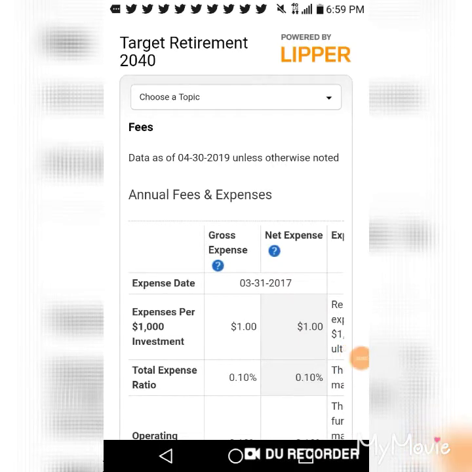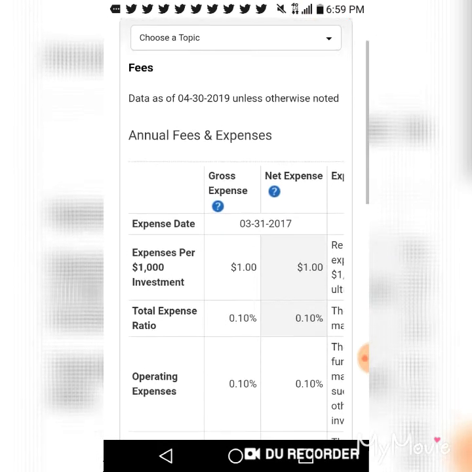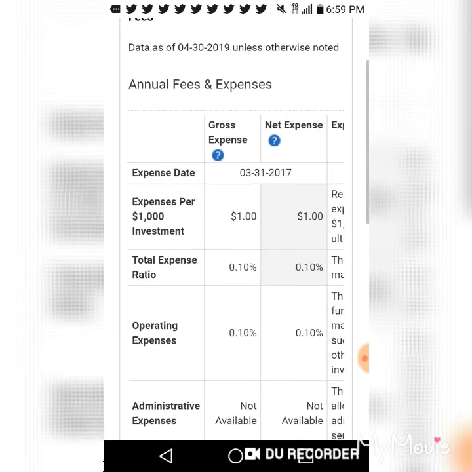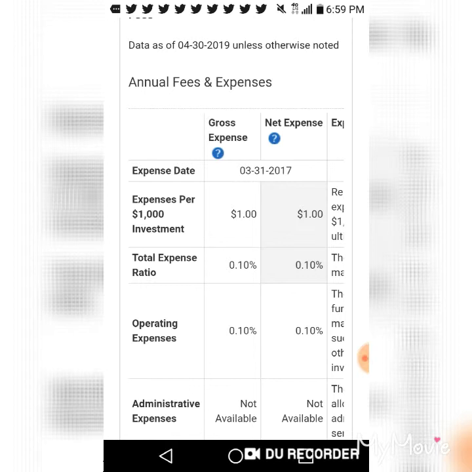Okay, folks, we're still back on the 2040 target date for State Street Global Advisors. Today, we're going to go over the fee structure. So you want to pay attention to your fees. That's how much they charge you to be part of their fund. So let's get started.